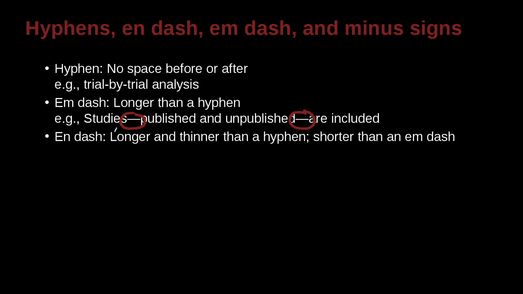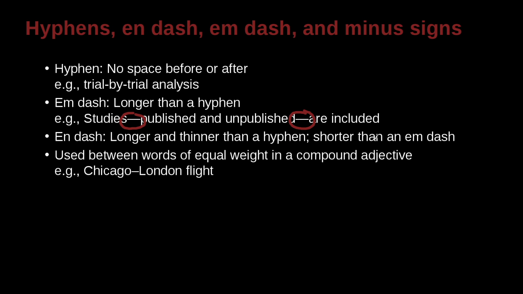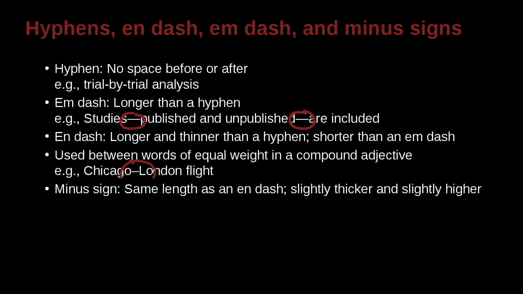An N dash, please pay attention here, EM and EN. An N dash is longer and thinner than a hyphen and shorter than an M dash. Boy, that's getting confusing, isn't it? And here's an example. It's used between words of equal weight in a compound adjective such as this: Chicago–London flight, meaning Chicago to London flight.